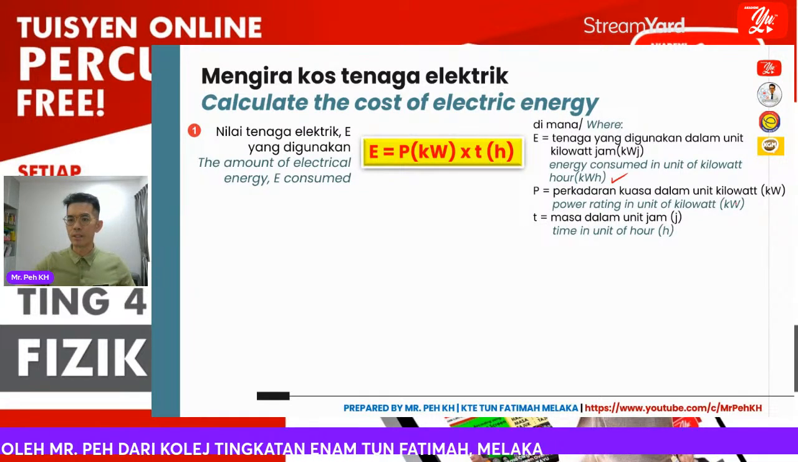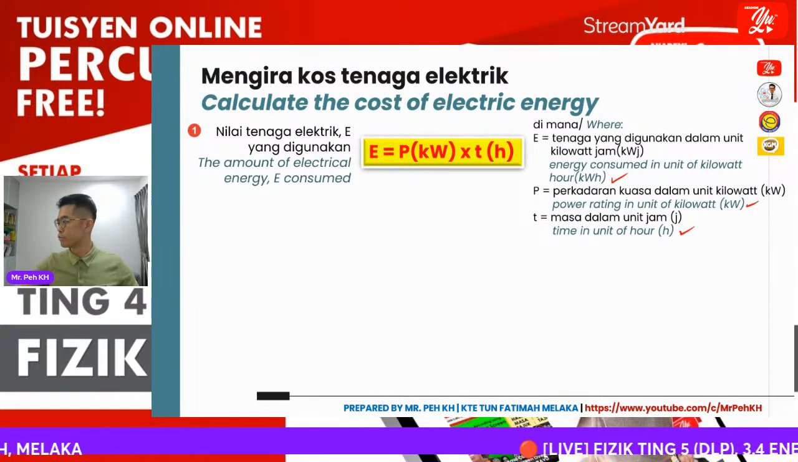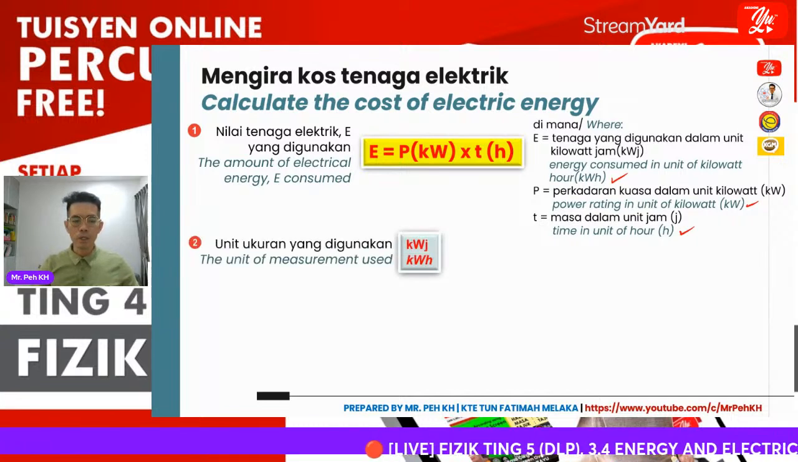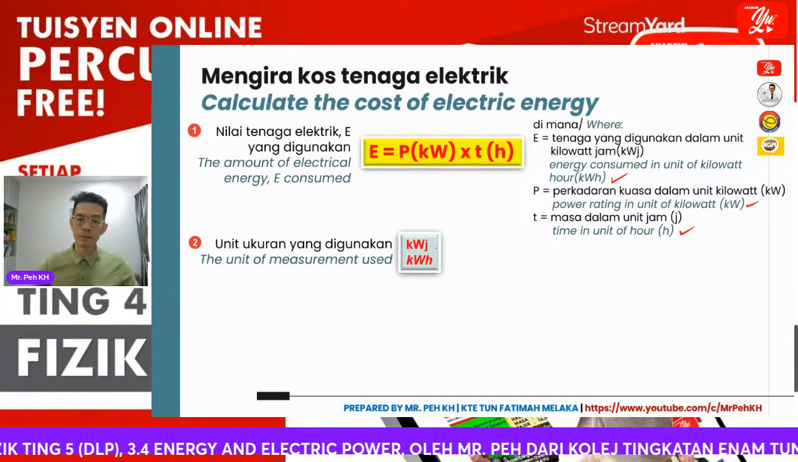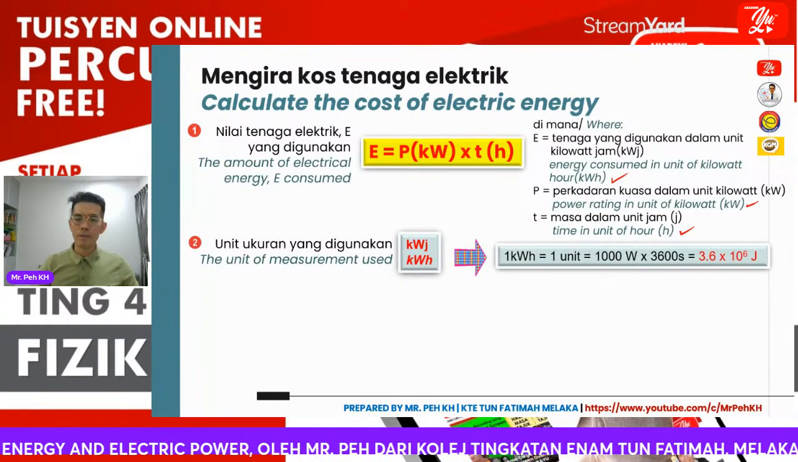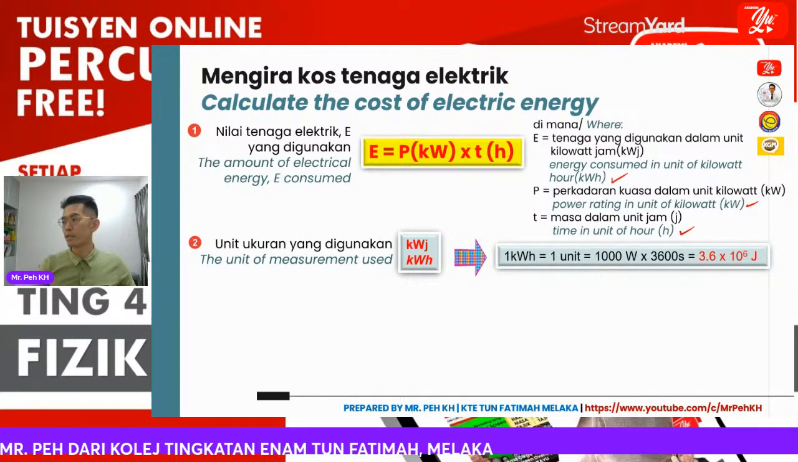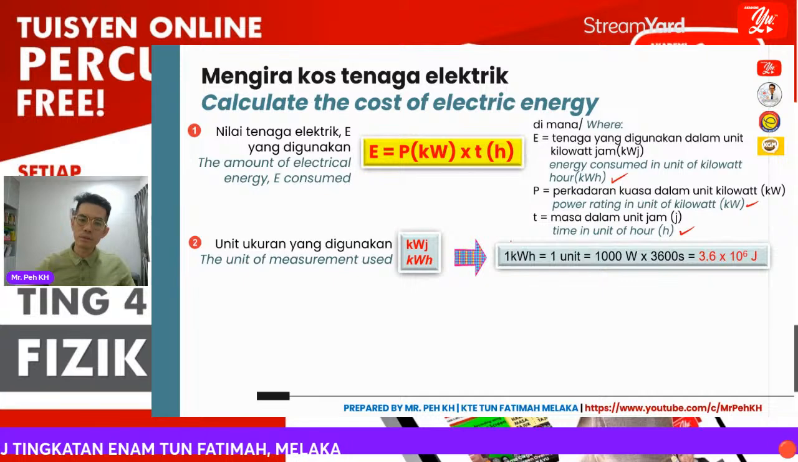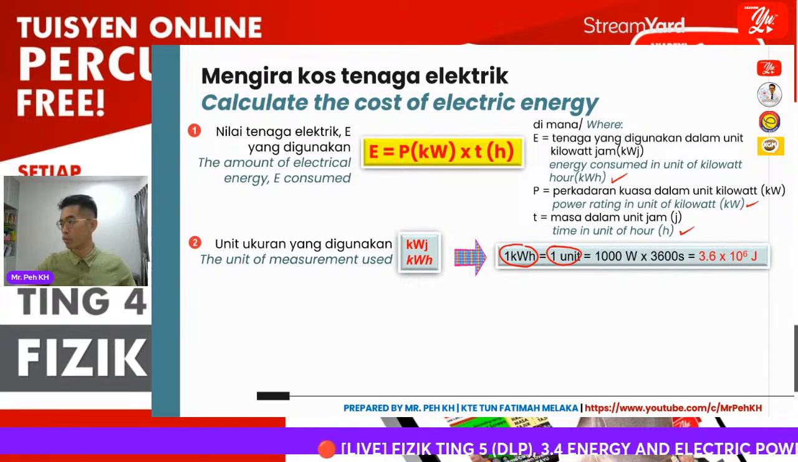Okay, so this is stated very clearly already. The P we use is in unit of kilowatt, and time must be used in hour for our calculation. So the unit of the measurement we use is kilowatt hour. Okay, so we can convert 1 kilowatt hour to SI unit. The 1 kilowatt hour is represented as 1 unit when we want to calculate the cost of electrical energy we are going to pay.